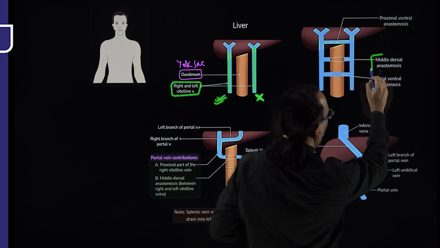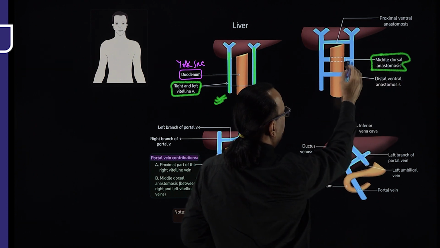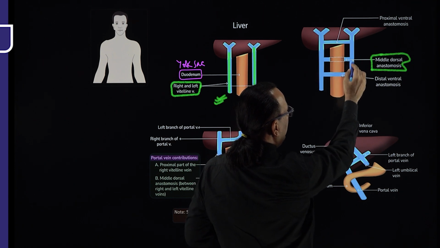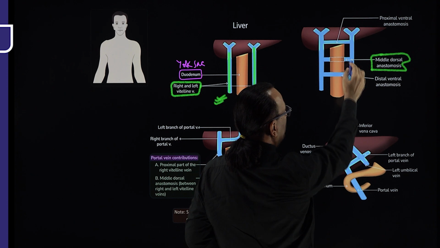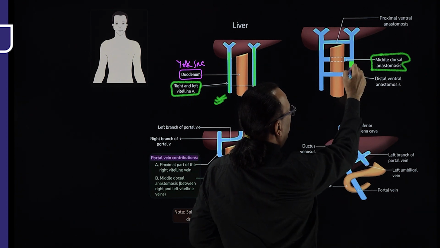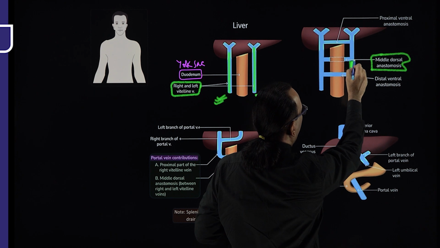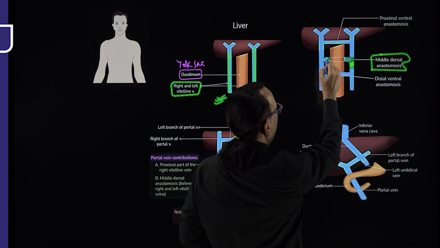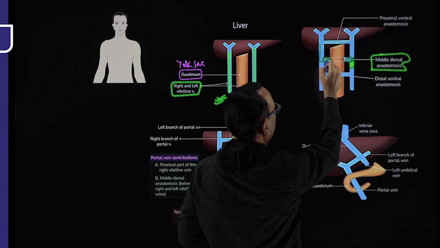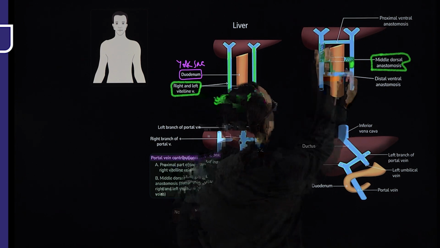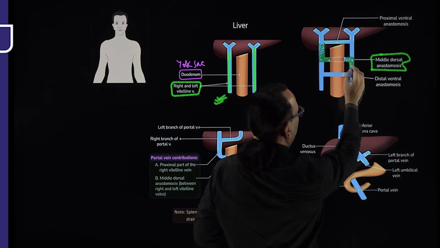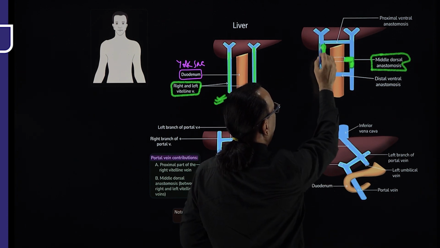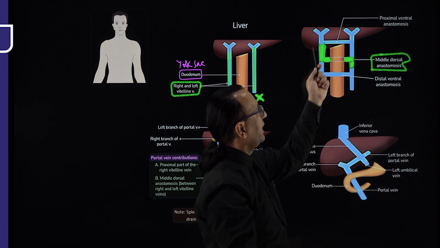Actually, this middle dorsal anastomosis is more important because it is the one which will be contributing to the formation of the portal vein. You will learn that the portal vein has 3 contributions. Number 1, some part of the left vitelline vein. And then the anastomosis we are talking about, which is passing dorsal to the duodenum here. This is the second contribution. And then the third contribution is from the right vitelline vein. So part of the left vitelline vein, then the middle dorsal anastomosis, and the chief contribution by the right-sided vitelline vein. That is how the portal vein is formed.